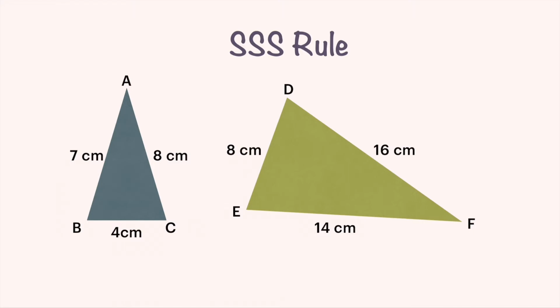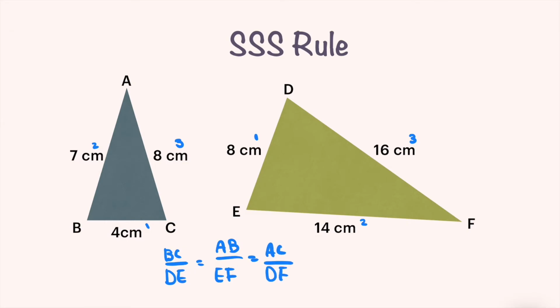So first, let's line them up from the smallest to the largest. For the triangle ABC, this is the shortest, and this is the next longest, and this is the longest. For the triangle on the right side, this is the shortest, this is the next longest, and this is the longest. So we match them and see the ratio between the two triangles. So our ratio equation will be side BC over side DE, because they are the shortest, and they must be equal to side AB over EF, and that should also be equal to AC over DF. And all of these should be equal if they are similar triangles.